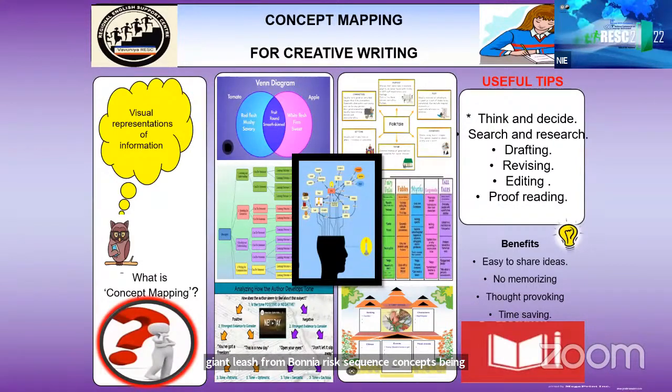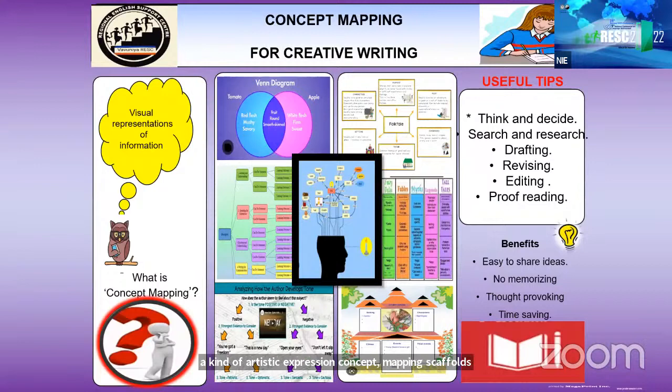Concept mapping for creative writing. Creative writing is the act of putting your imagination on a page. It's a kind of artistic expression. Concept mapping scaffolds one's creative writing. Concept mapping means visual representations of information.